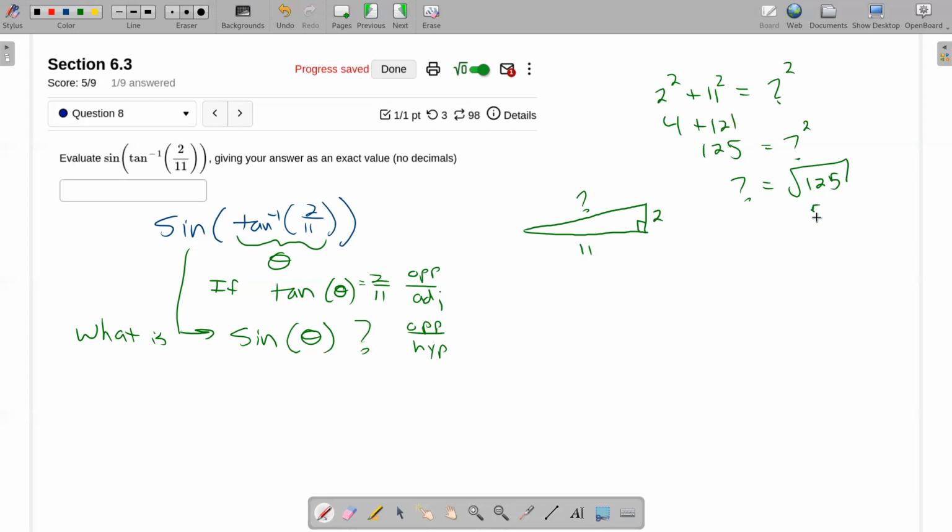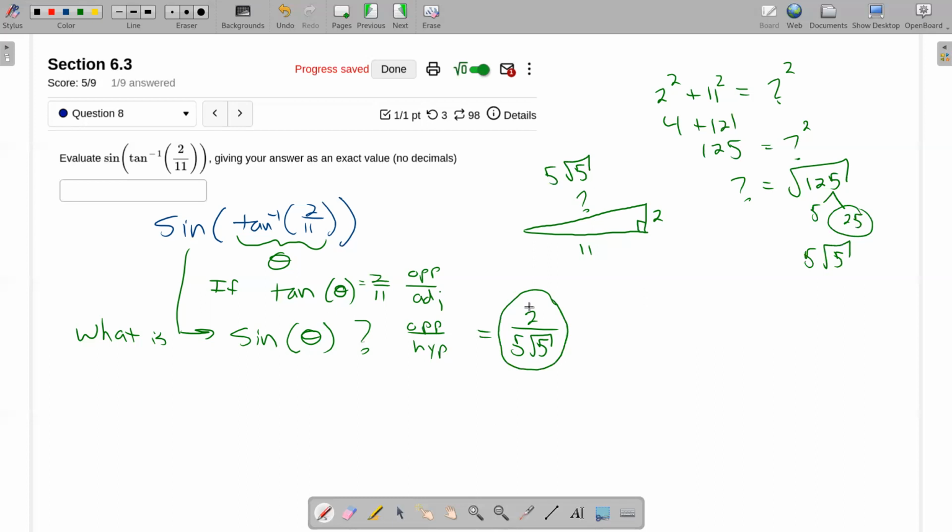So let's see, 5 for sure goes into 125. How many times? 5 goes into 12 twice with 2 left over, goes in 25 times. Oh, and there's a perfect square. So the square root of 125 is 5 times the square root of 5. So that is the reduced version of the hypotenuse as an exact value. So then my sine here should be opposite over hypotenuse, or 2 over 5 square root of 5. Now we could rationalize the denominator, but I'm not a big fan of that. So I'm going to say that is my exact answer right there.